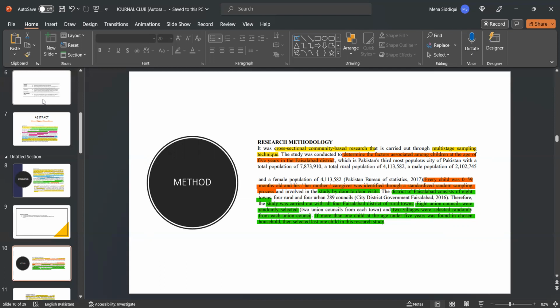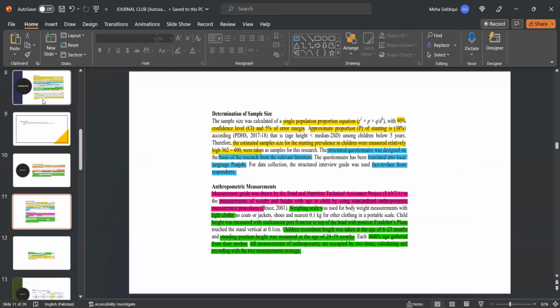And his or her mother or caregiver was identified through a standardized random sampling process, and it involved the study by door-to-door visits. The district of Faisalabad consists of 8 towns. So the study was carried out in all 4 rural towns of Faisalabad district. 8 union councils were randomly selected and 2 villages were randomly selected. So this is how cluster sampling was done.